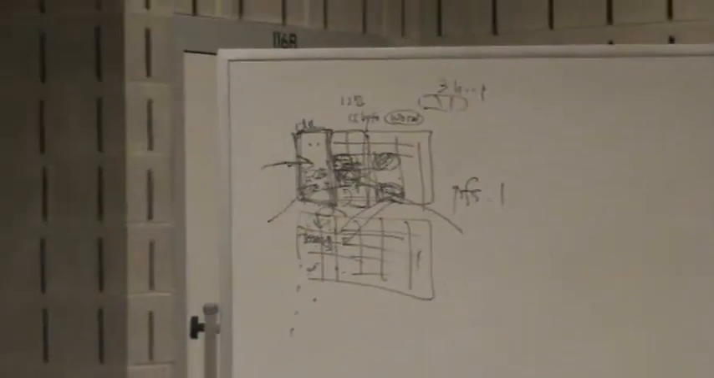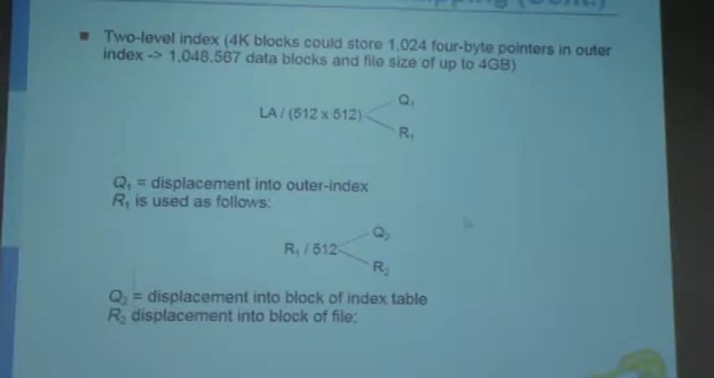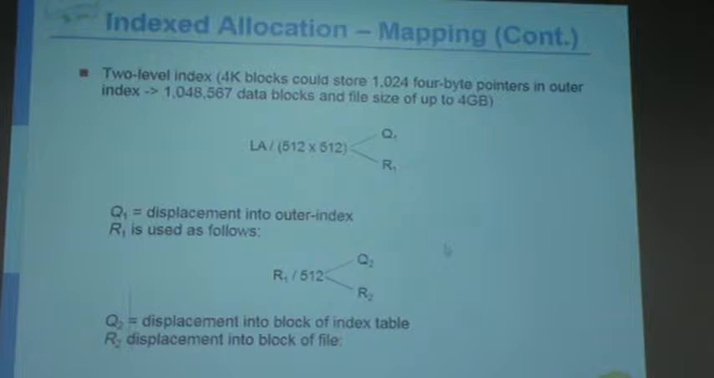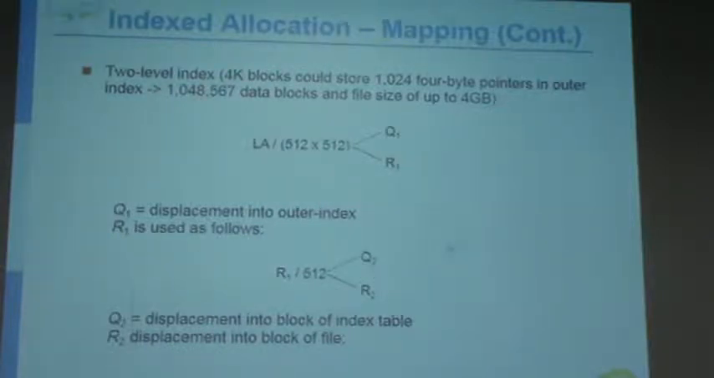In the case of a 2-level index, using a 4K block and 4-byte word size for the pointer, the maximum file size is up to 4 gigabytes. That is the reason in a Unix system you can create files up to 4 gigabytes in 32-bit addressing format.